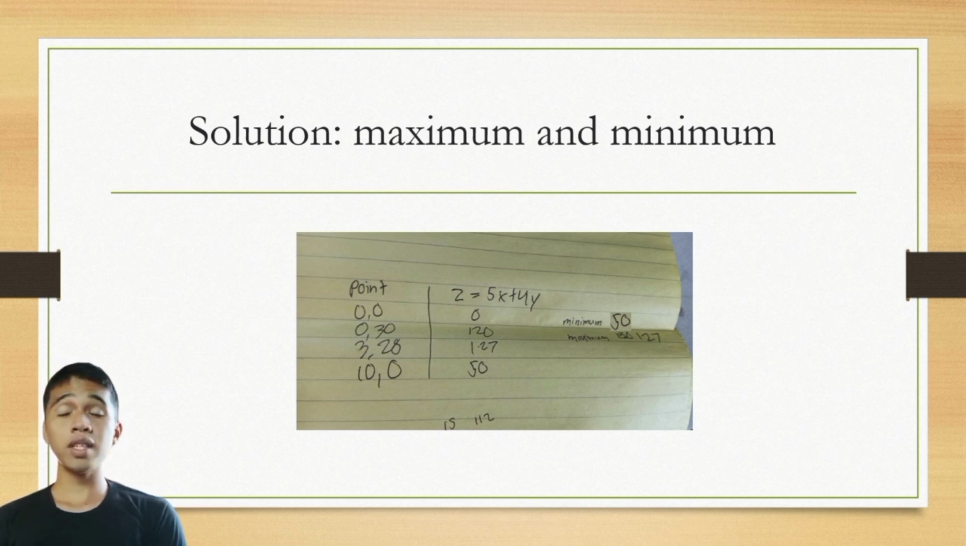We can clearly see that our minimum is 50 and our maximum is 127. And that would be the final answer of our equation. And that would be all. Thank you for listening.